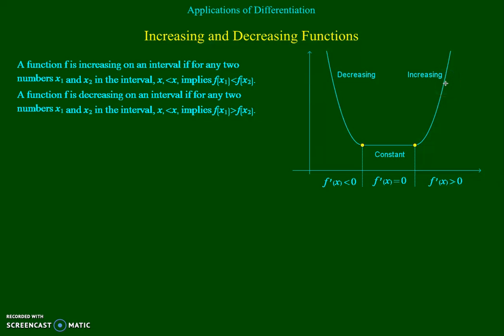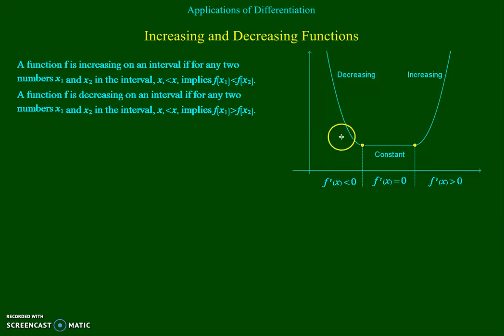And likewise, a function f is decreasing on an interval if for any two numbers x1 and x2 in the interval, x1 is less than x2 implies that f of x1 is greater than f of x2. So in other words, if we have x1 here and x2 here, x1 is less than x2, the value of f at that x1 is going to be greater than the value of the function at that x2.